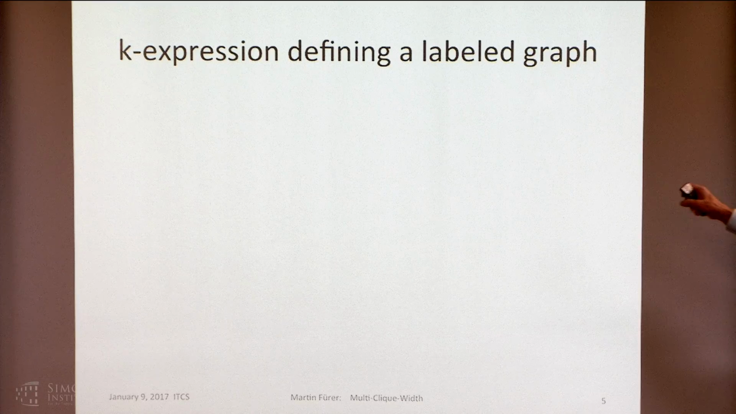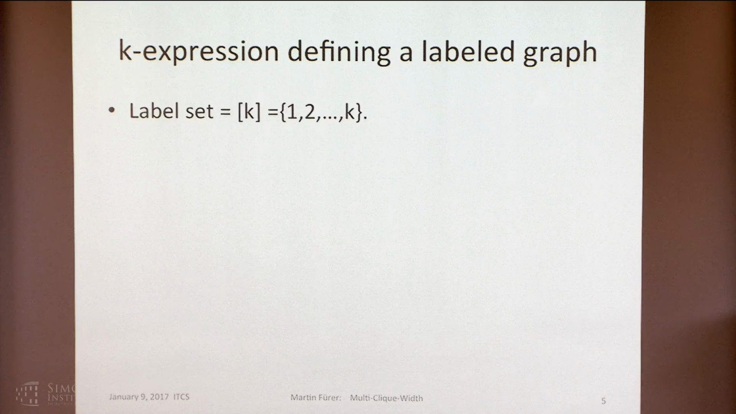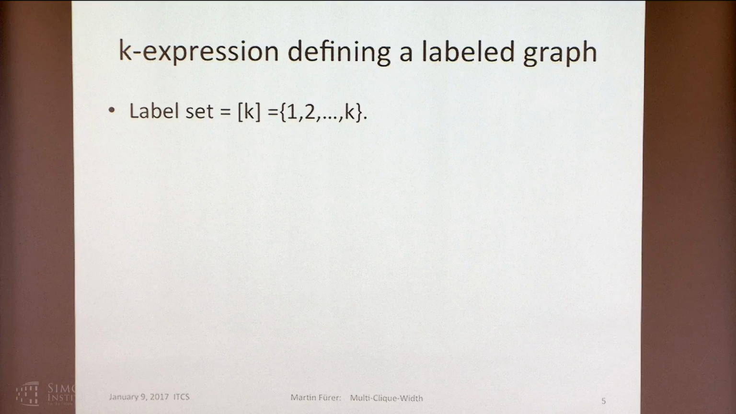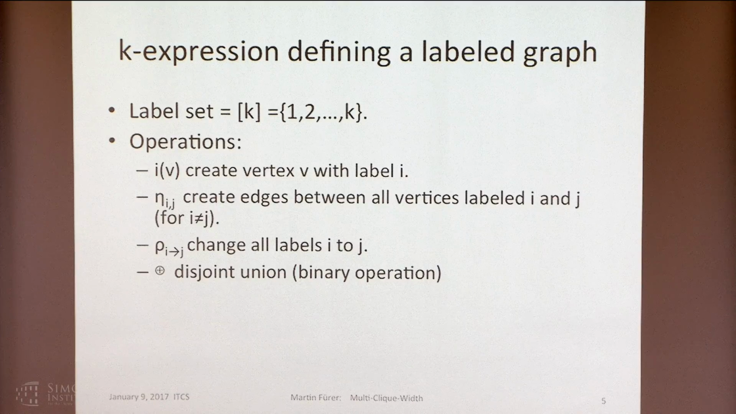Clique-width is defined with the help of k-expressions. The idea is graphs of bounded clique-width don't have to be sparse. We have efficient algorithms because they are constructed in a kind of simple manner. So we have k labels. Every vertex has a label, and then we have these operations.